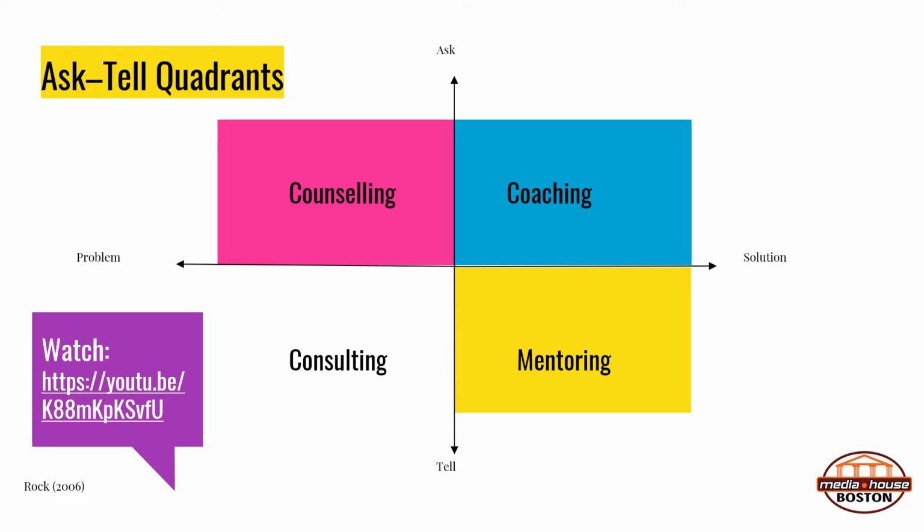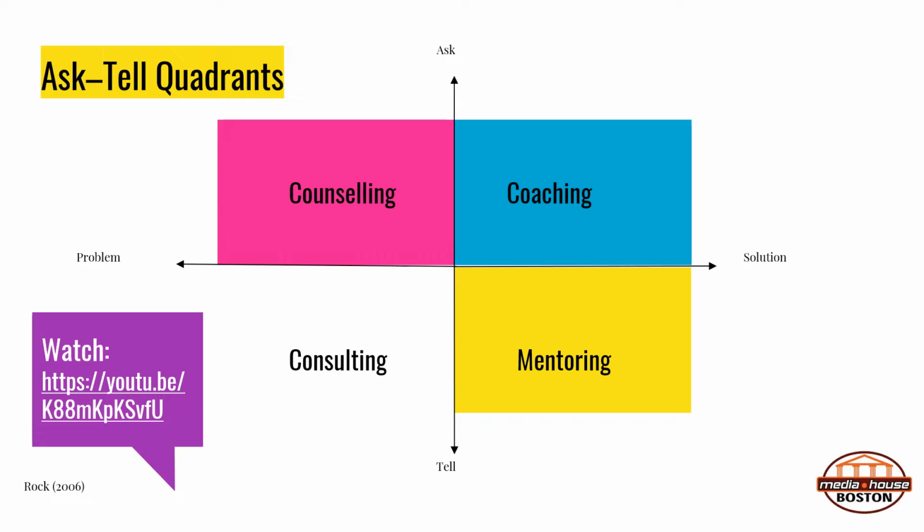This diagram is the simplest way to explain the difference between counseling, coaching, and mentoring. For a more detailed look at it, please watch the video linked on the bottom left. So as you can see, on one side we have problem-oriented work, and on the other side we have solution-oriented work. At the top we have an asking approach, and at the bottom a telling approach. So counseling is problem-oriented with the ask approach. Coaching is solution-oriented with an ask approach, and mentoring is solution-oriented with a tell approach.